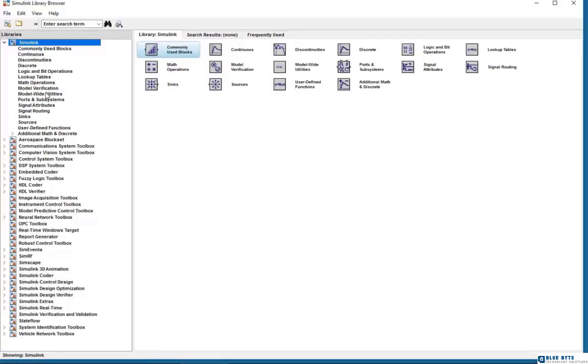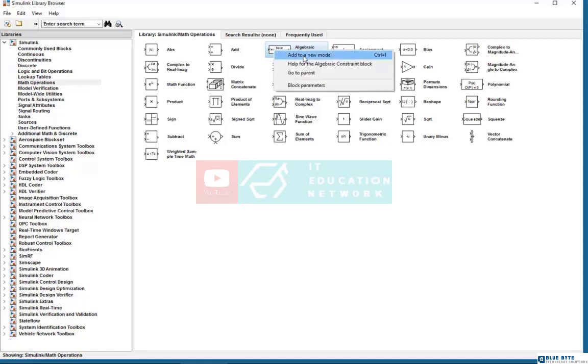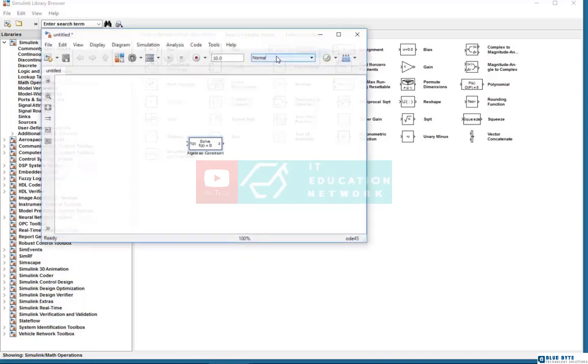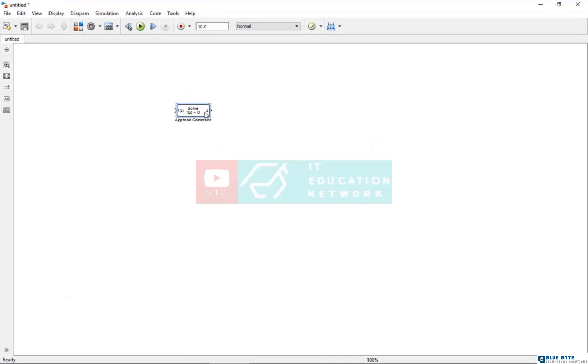In the math operation library, we have a block, algebraic constraint. It is related to solving mathematical equations, as it is written, solve of f(z) equals 0. It solves the equations in which one side is 0 and the other side is the equation of the system. As you saw in the previous slide, our first equation is x to the power 2 minus 2x plus 1.